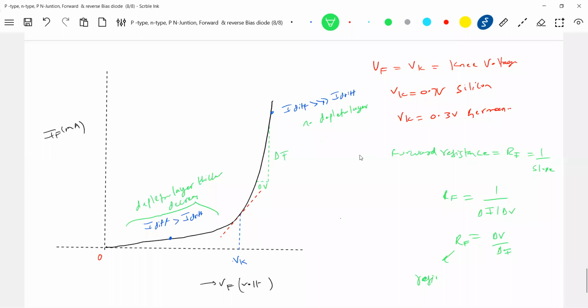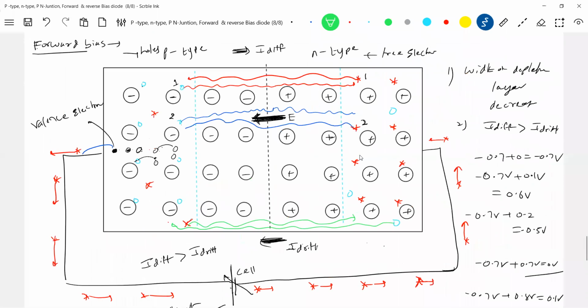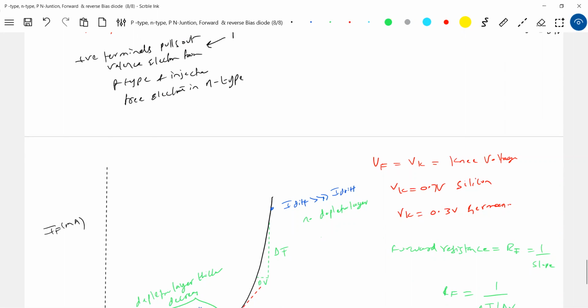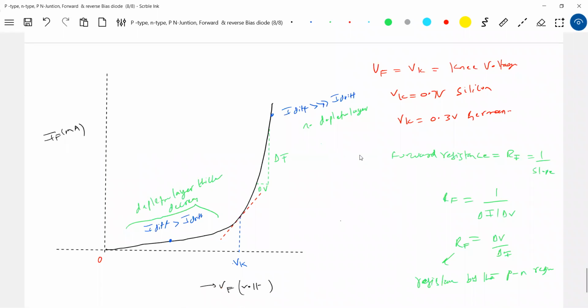Then the resistance is by the P and N regions, because this material will offer resistance, no? When an electron is moving, it will encounter collisions in this region. So here we don't get any further depletion layer. That's called the forward resistance of the diode.